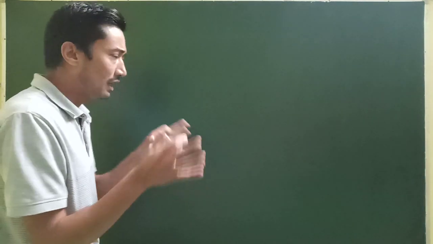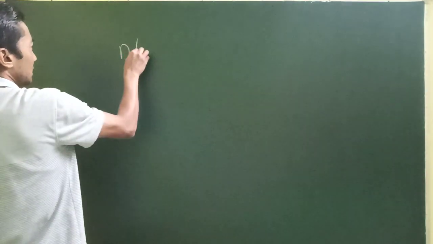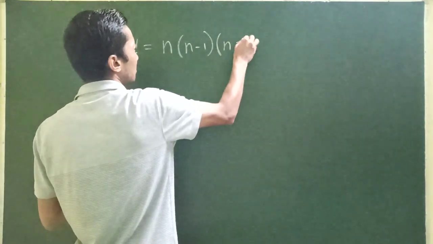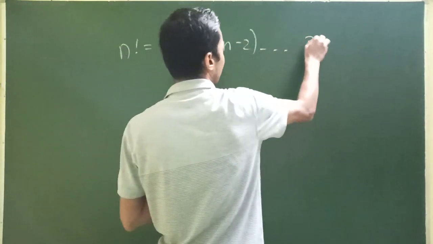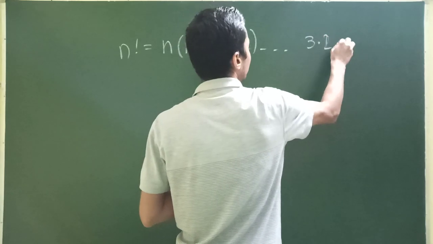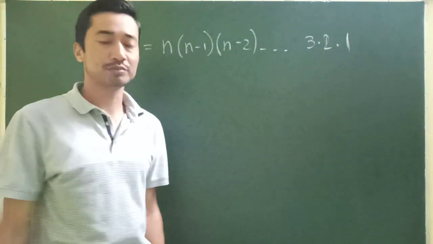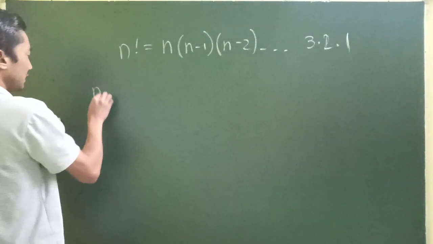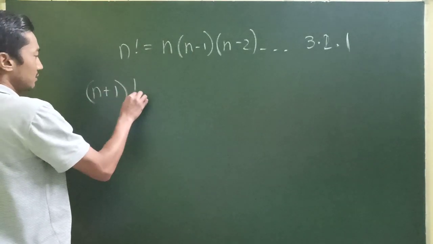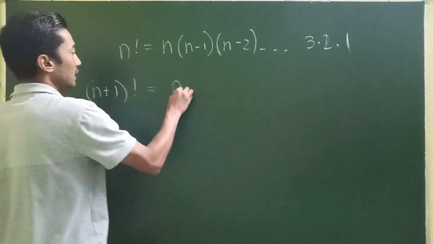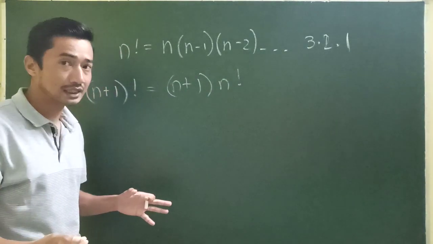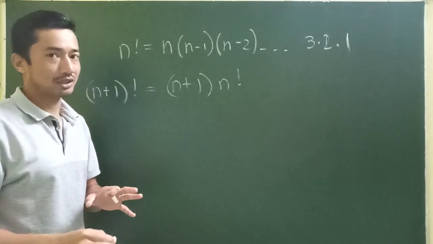We all have studied that n factorial is n into n minus 1 into n minus 2, till the last natural number, 3, 2, 1, isn't it? The consecutive product of natural numbers till the last natural number. We also have studied what n plus 1 factorial will be. n plus 1 factorial will be n plus 1 into n factorial, right?